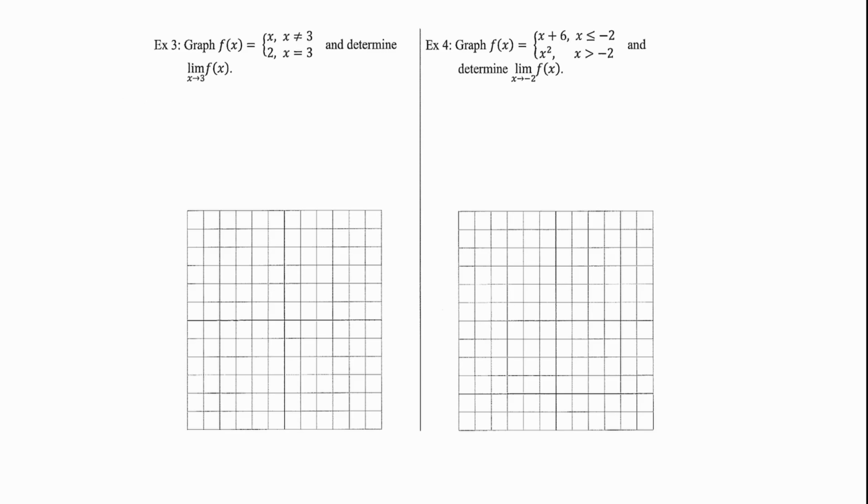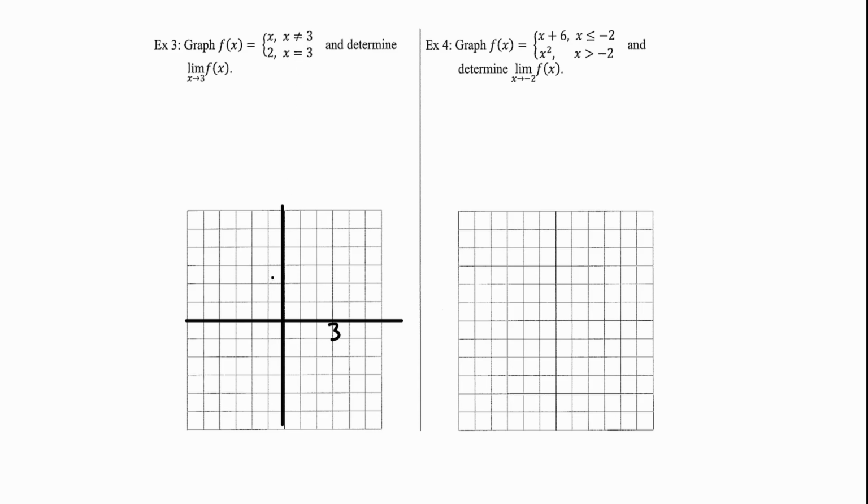So here we have two more examples. So for our first one, we're asked to graph f of x is equal to x when x is not equal to 3, and 2 when x is equal to 3. And we're asked to determine the limit as x approaches 3 of our function. So let's start by graphing it. Here, let's draw our guidelines. And we don't really need to draw any specific points besides when x equals 3. And so we're told y equals 2 when x equals 3.